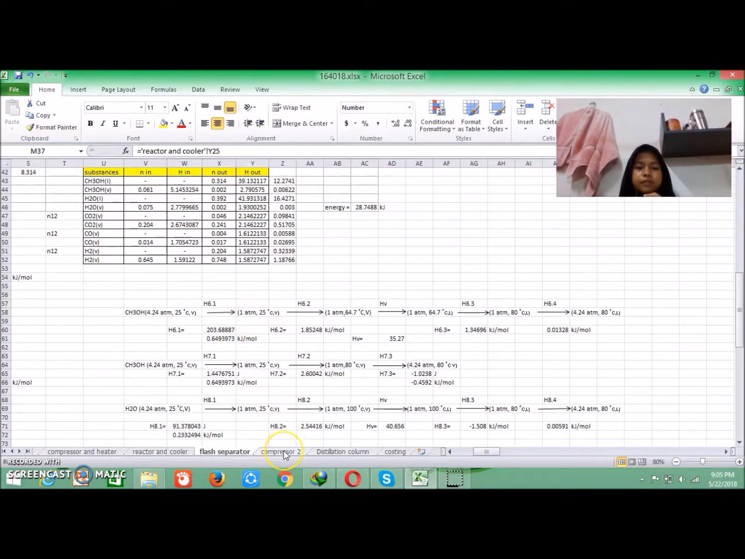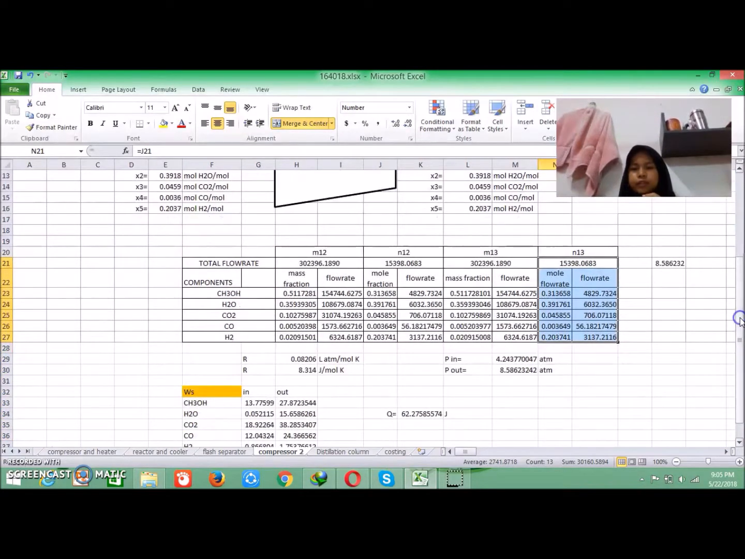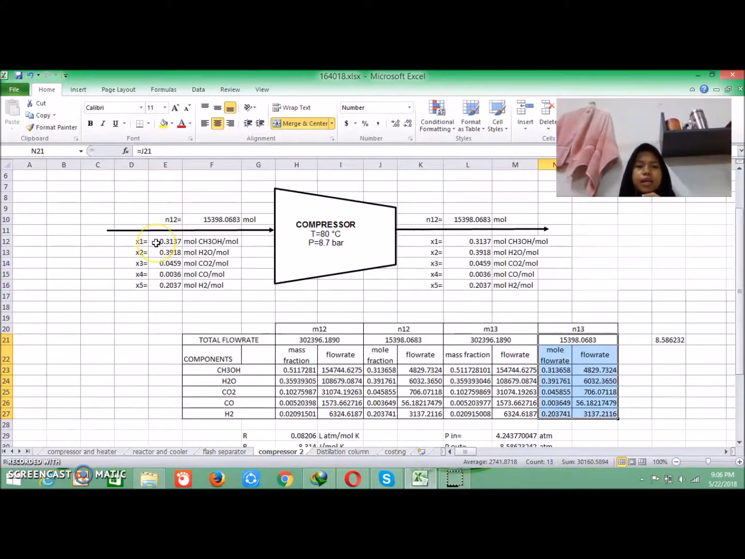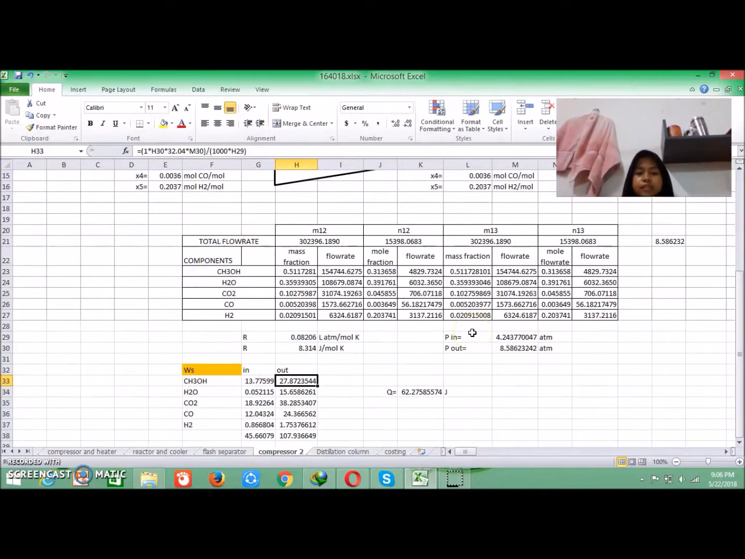Okay, this is for the flash separator, and then we have to look at the compressor. For the compressor, we have to calculate the shaft work. So using the shaft work, basically all the compositions in the inlet stream are the same as the outlet stream. So this is the energy balance calculation. For the inlet, this is the formula. We have to use the inlet pressure, and for the outlet, we have to use the outlet pressure. It is just like that.